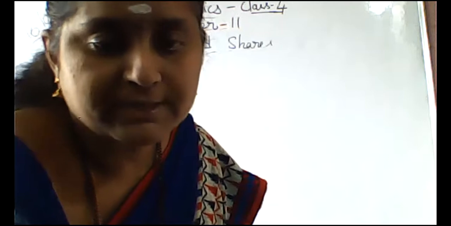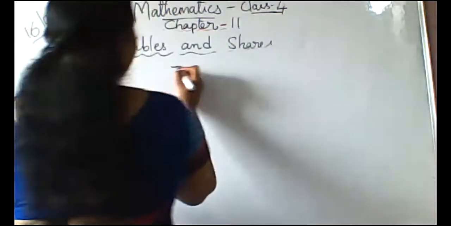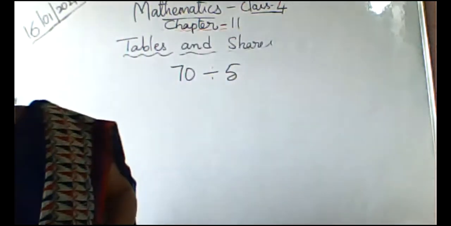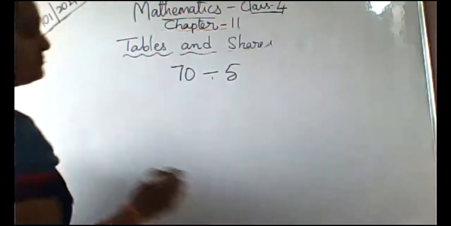Yes, 14 rupees is correct answer. But they did it in different ways. So, 70 divided by 5. Rashi and Seema did it in this way.